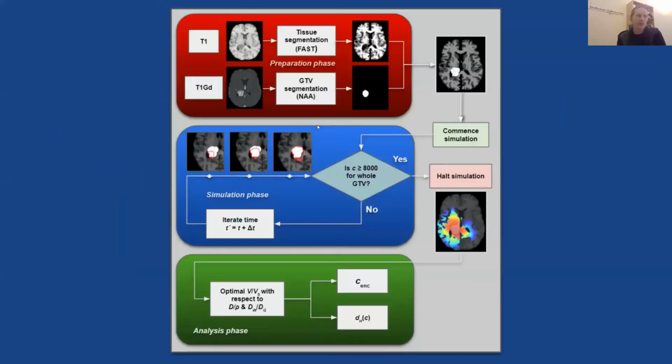So how did the CTV perform? This is again a summary of the analysis so far. We include an analysis phase. We basically take all the simulations, we perform some optimization, take the best parameters, and we do the analysis of these metrics for the CTV.